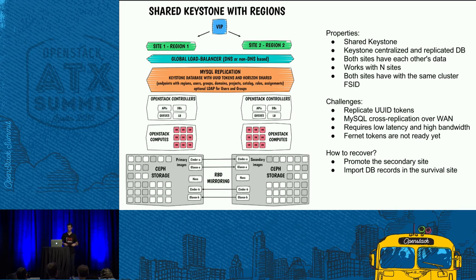We currently have a couple of issues with Fernet tokens, such as Keystone V2 trusts, and I forgot the other one. Well, I'm not going to lose time on this. Yeah, it's revocation, happening too frequently.